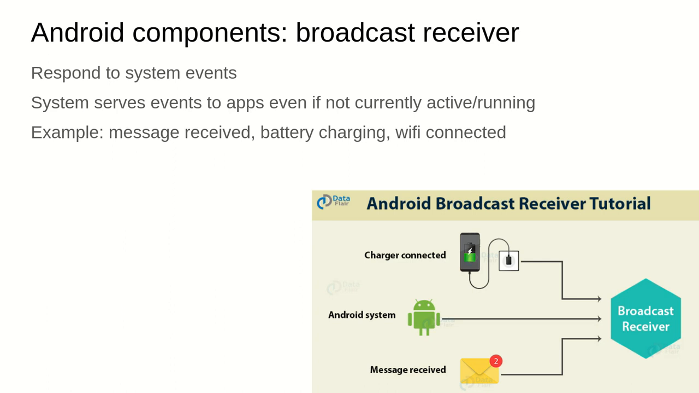A broadcast receiver is the next component, which responds to different kinds of system events. The system serves events to apps even if they are not currently active. For example, a message received, battery is charging, Wi-Fi is connected. The broadcast receiver will then launch the necessary reaction to it and fire the events to make sure that this is correctly handled. And as an application, you could register for certain events, which would then be signaled whenever this happens.